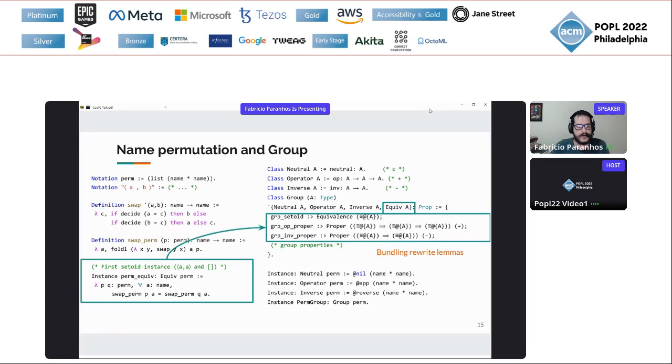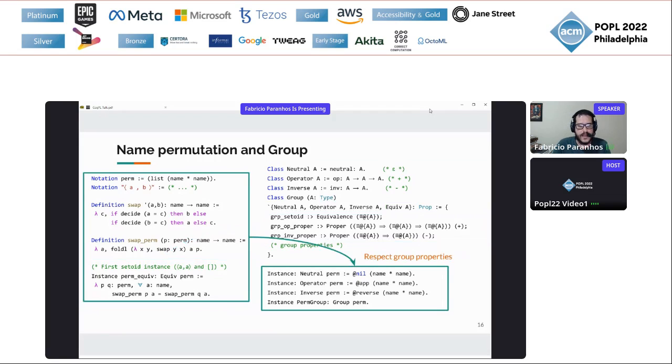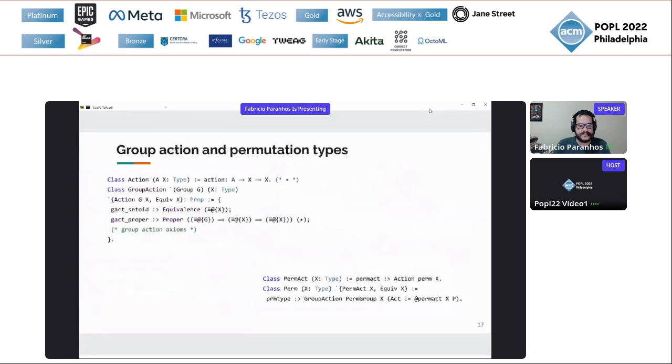So we need an equivalence definition for our permutation. As I have said, we have to bundle our rewriting lemmas inside our class, and we can easily show this representation respects the group properties, with the neutral element of the permutation being represented as the empty list. The binary operator is just the concatenation of the two lists. One of the biggest advantages of this representation is that we can easily compute the inverse permutation just by reversing the list.